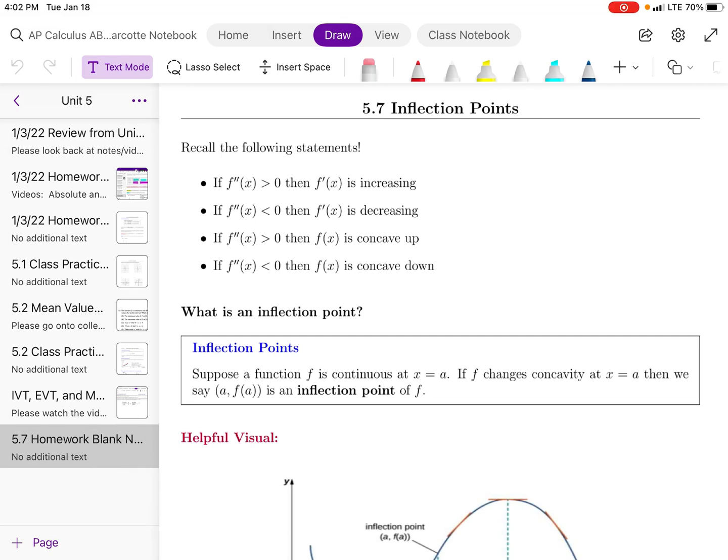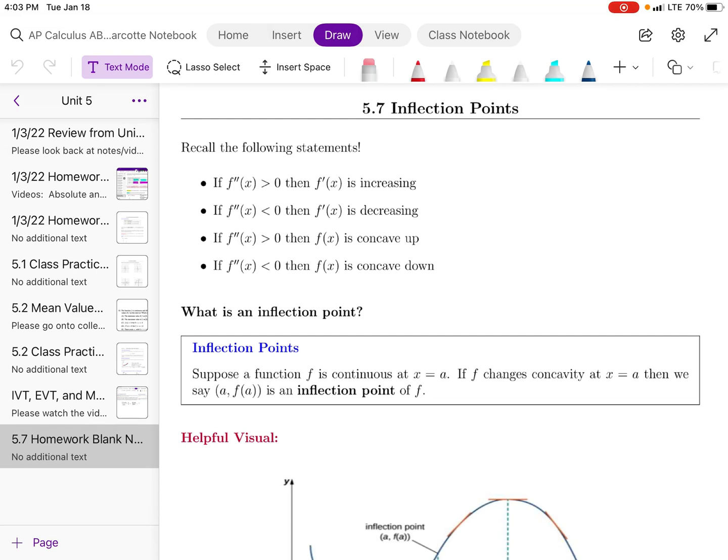Okay, so the first part is just saying that if the second derivative is positive, then the first derivative is increasing. And if the second derivative is negative, then the first derivative is decreasing. Okay, and then we also had that if the second derivative is positive, then f is concave up. And if the second derivative is negative, then f is concave down.